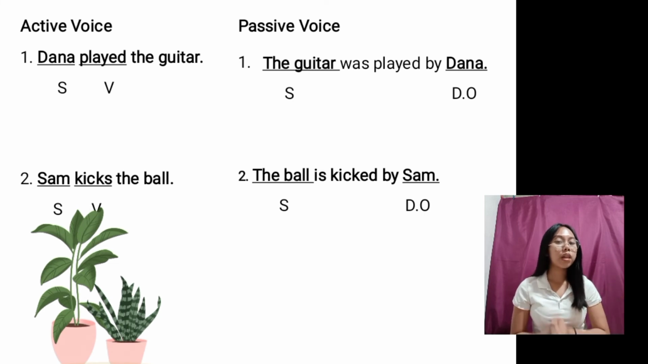So number 2, the ball is kicked by Sam. So in the active voice, Sam is the one who initiates the action. So Sam is our subject in the active voice. But in the passive voice, Sam acts as our direct object, and the ball here acts as our subject. Okay. Any question about passive voice? Okay, none.